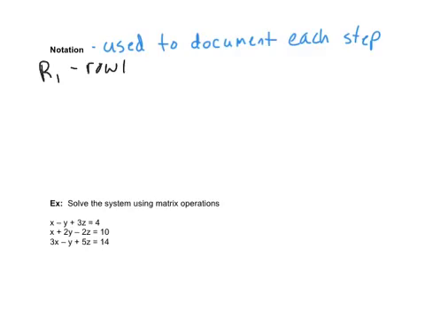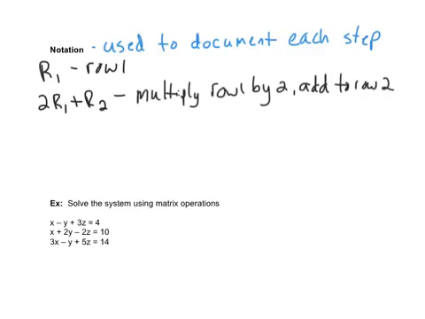Then if I did something like this, 2R1 plus R2, what that tells you is that I'm going to take row 1, and I'm going to multiply every term by 2, and I'm going to add that value to R2. So here this all is in words. I'm going to multiply row 1 by 2 and then add it to row 2. The single arrow represents I'm going to add row 1 to row 3, and then I'm going to place the answer back in row 3.